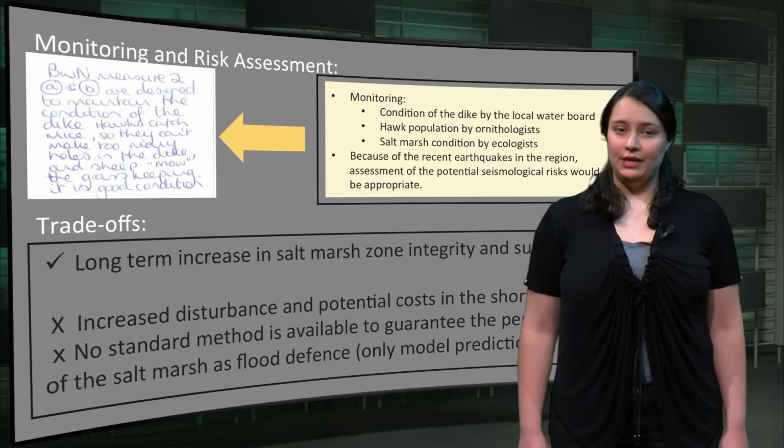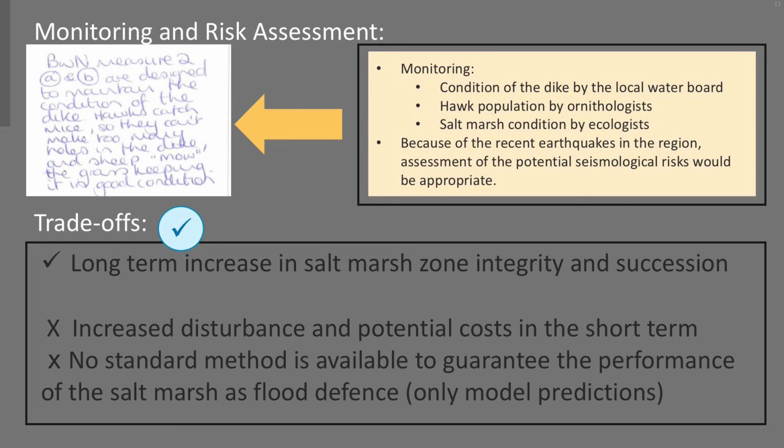Let's now consider the trade-offs. Please check that your peer included at least 2 trade-offs and has described these in terms of engineering and ecological principles. This example identified that the long-term increase in salt marsh zone integrity and ecological succession came at the cost of increased disturbance and potentially higher costs in the short term. Moreover, because no standard method is available to guarantee the performance of the salt marsh as flood defense, the design is based primarily on model predictions.